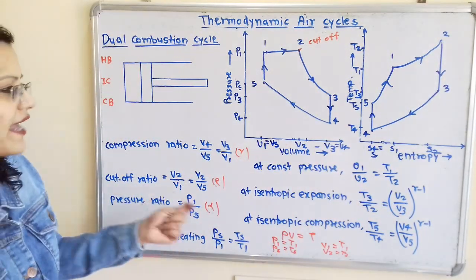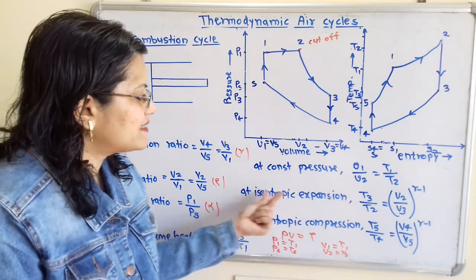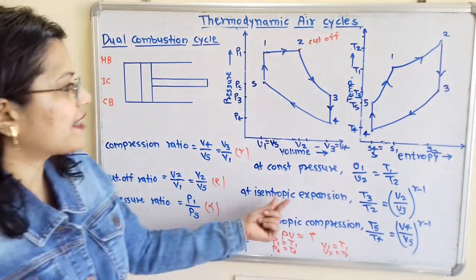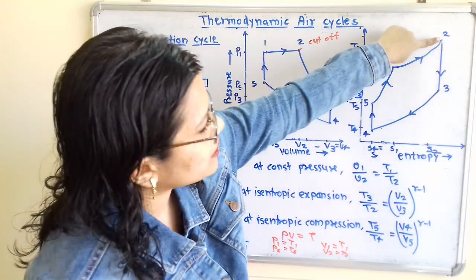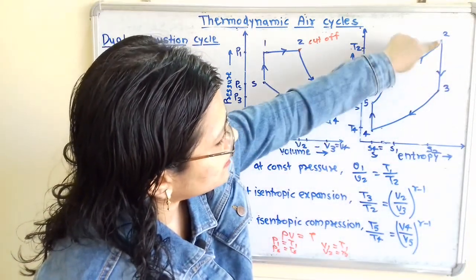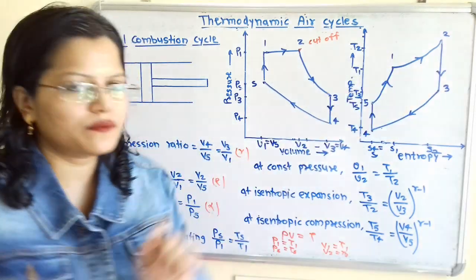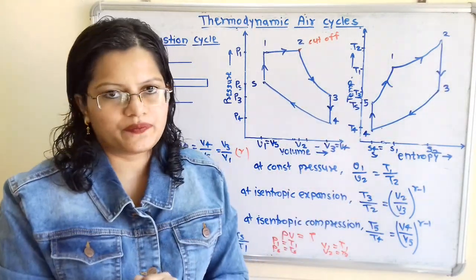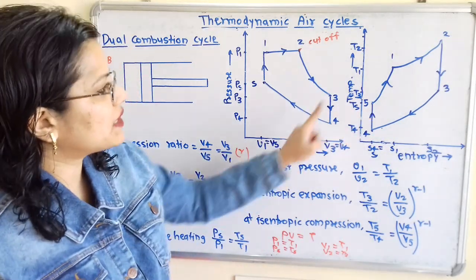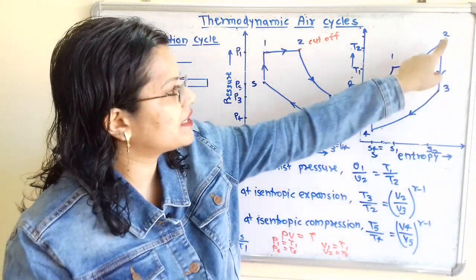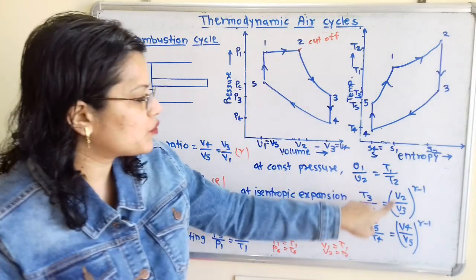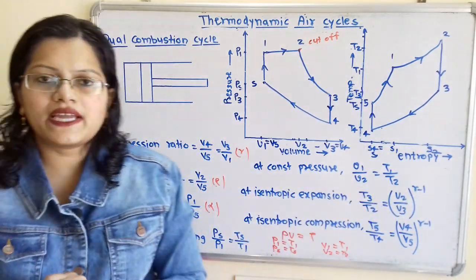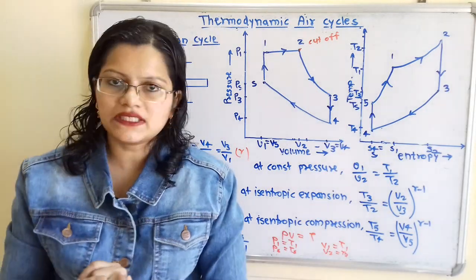Then we will move for the isentropic processes. So isentropic expansion process. So when expansion process is taking place during the process 2 to 3, here is the isentropic expansion process. So what is the relation in between temperature and volume? So temperature and volume relation, that is T3 by T2 is equal to V2 by V3 raised to gamma minus 1. Here gamma is the isentropic index, which is equal to Cp by Cv.